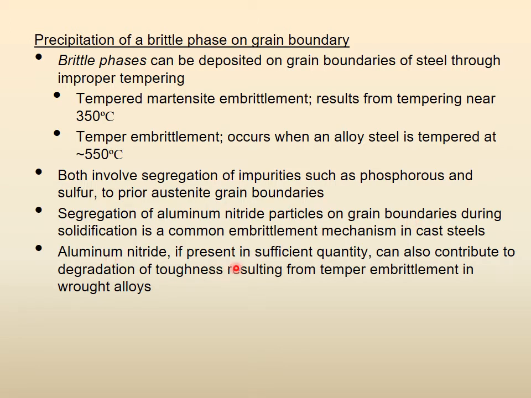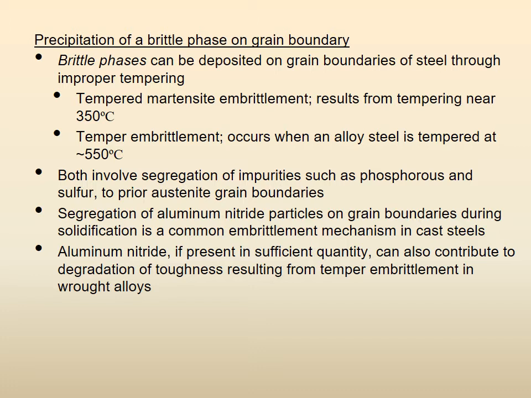Aluminum nitride, if present in sufficient quantity, can also contribute to degradation of toughness resulting from temper embrittlement in wrought alloys. Wrought alloys, remember, if you do cold working, you work, and the past tense is wrought in normal English. So cold worked means wrought alloys, right? So you can say cold worked alloys or wrought alloys. Here there is a lot of information which requires a quick review in your mind of your earlier material science.